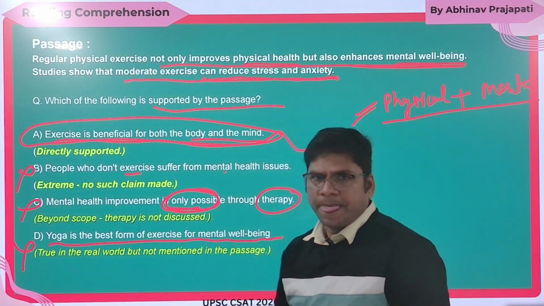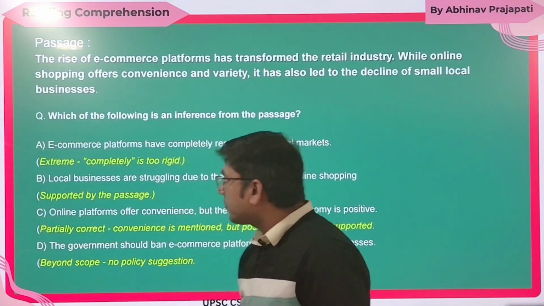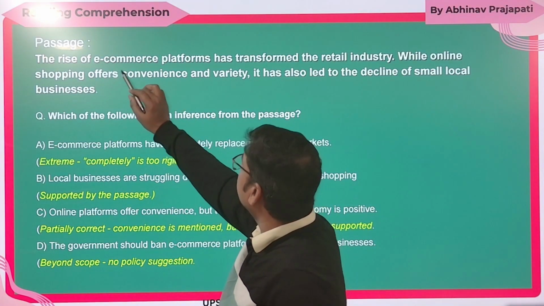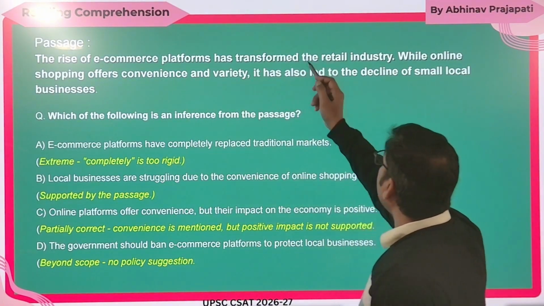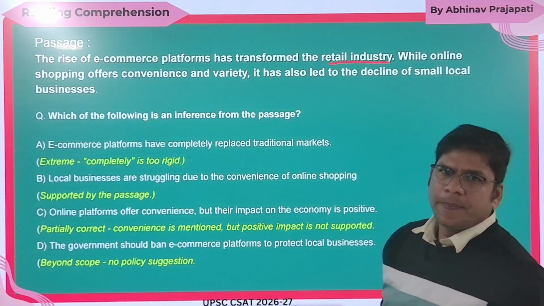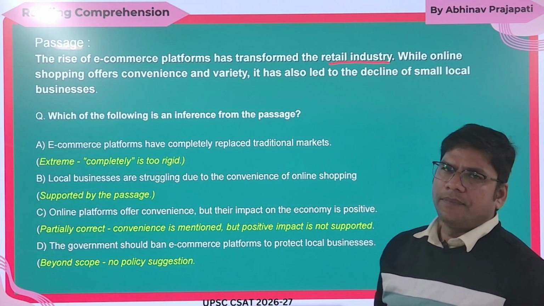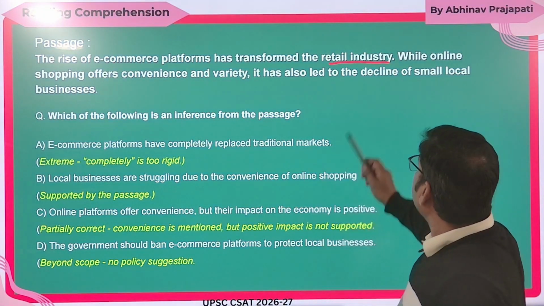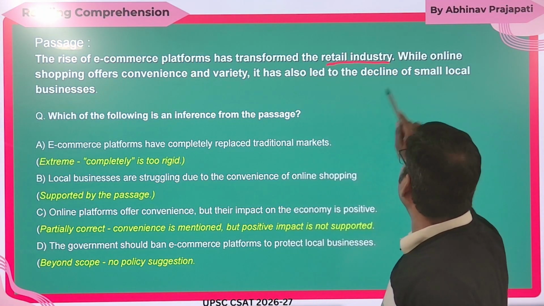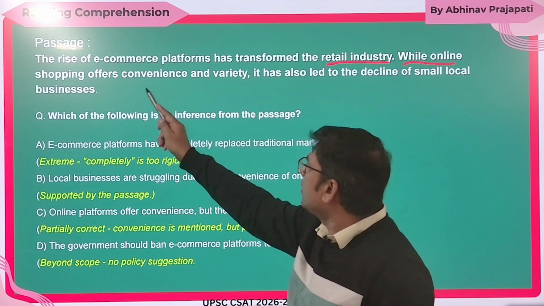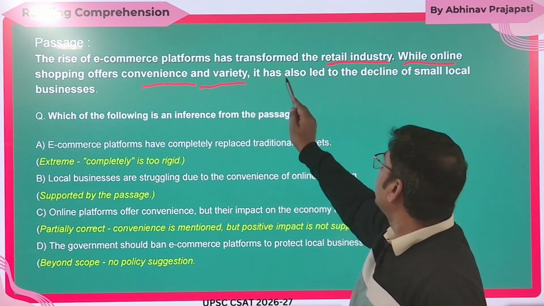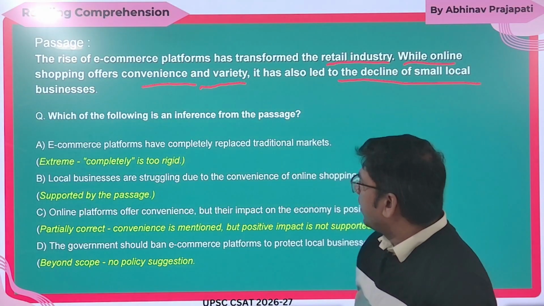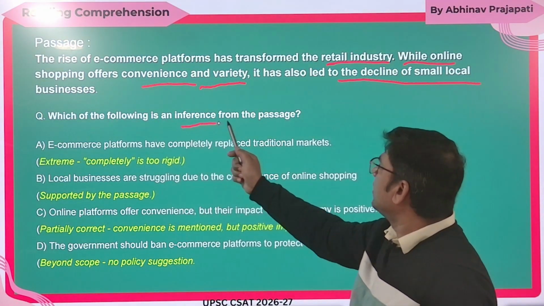Okay, now the next passage, the rise of e-commerce. The rise of e-commerce platforms like Amazon, Flipkart, and other online platforms has transformed the retail industry. How? While online shopping offers convenience and variety, it has also led to the decline of small local businesses. Right. Which of the following is an inference from the passage?